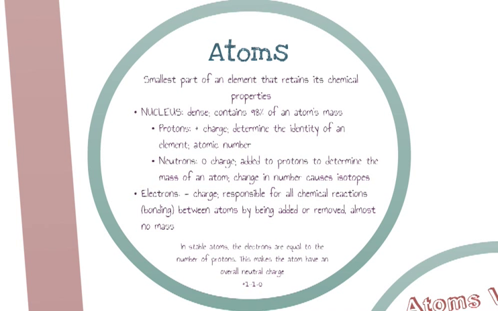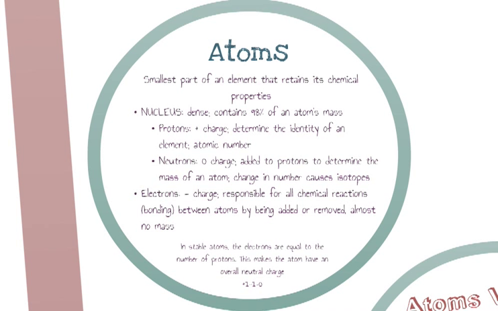Your protons have a positive charge, and they determine the identity of an element, meaning that if you look at the atomic number, you're going to know the number of protons found in that atom. Finally, in the nucleus are our neutrons, which have a zero or neutral charge associated with them. If you add the neutrons to the protons, it helps you determine the mass of an atom. If you change the number of neutrons, you're going to create an isotope, and we'll talk about isotopes later.